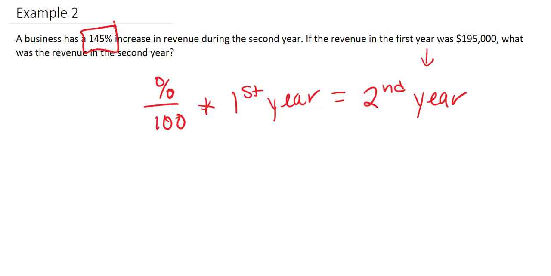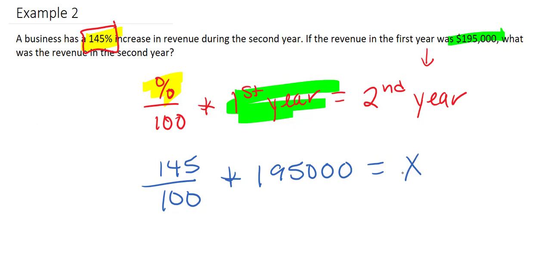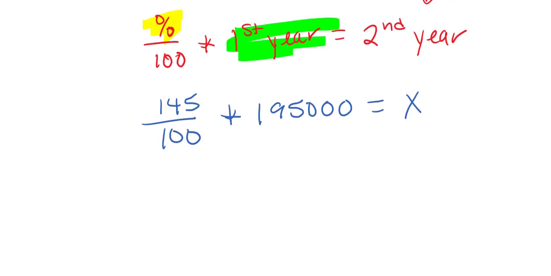So when we do that, we have a percent, which goes right there. This $195,000 is our first year, and so when we multiply that with a percent over 100, we're going to get the revenue in the second year. So let's go ahead and plug all this in. So we have 145 over 100 times 195,000, and we're going to get our revenue in the second year. We'll just put it as X.